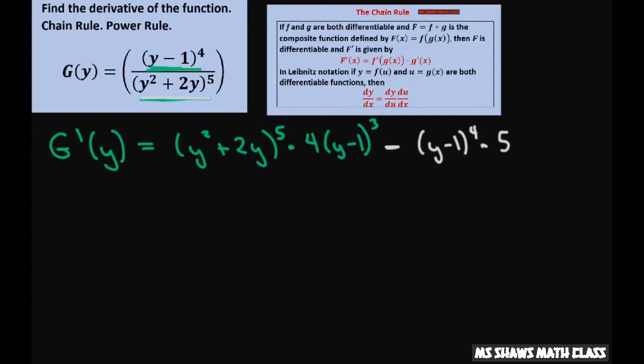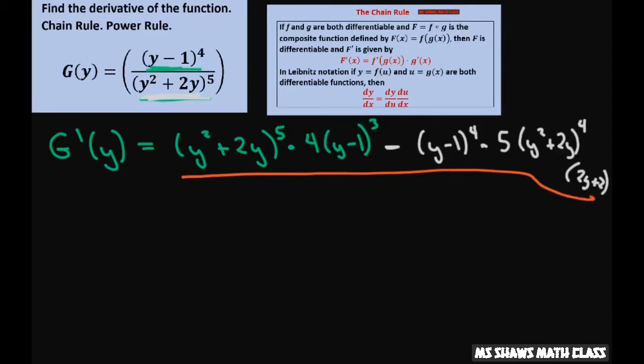So you have a 5 times (y squared plus 2y) to the fourth, copy down your inner function, times the derivative of the inner function. I'm kind of running out of room here. So that's just going to be 2y plus 2. All right. And I'll write this out. And then it's all over your denominator squared. So you square it. So let's write this out again. I'm going to write a little smaller.